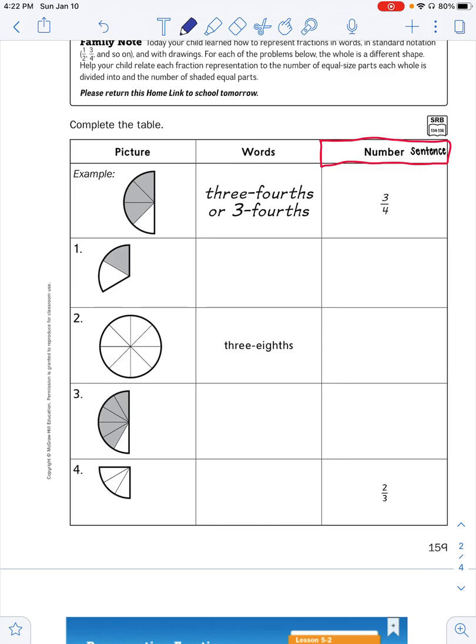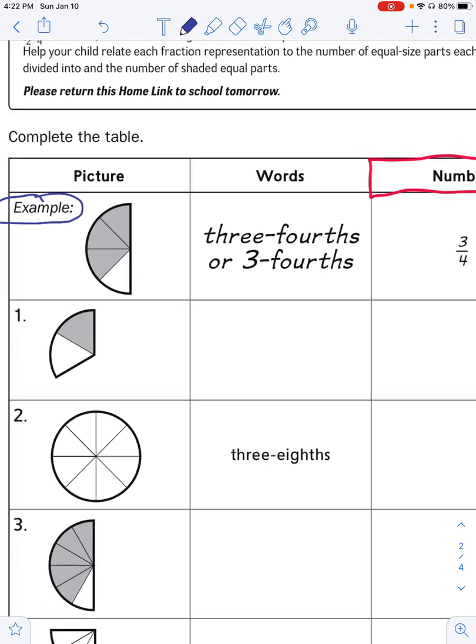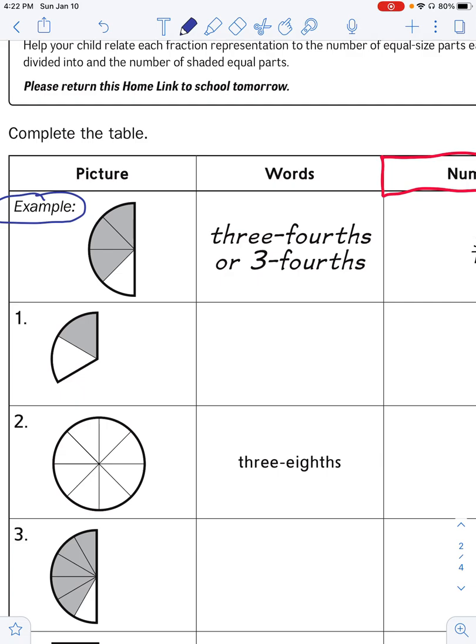I showed you last week how to represent fractions in words like this, as well as in a number form like that. And I'm going to show you one more way in a number sentence. So I'm going to label the pieces on this example. I know it's mostly done for us, but I'm going to label them so that I can make a number sentence out of this, and you'll see why in a second.